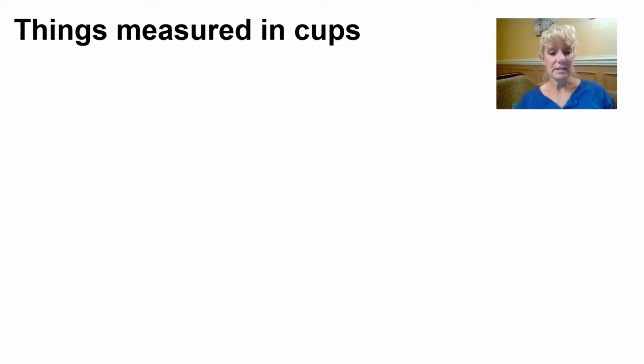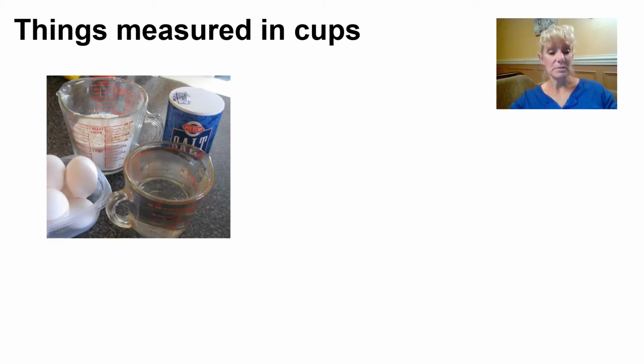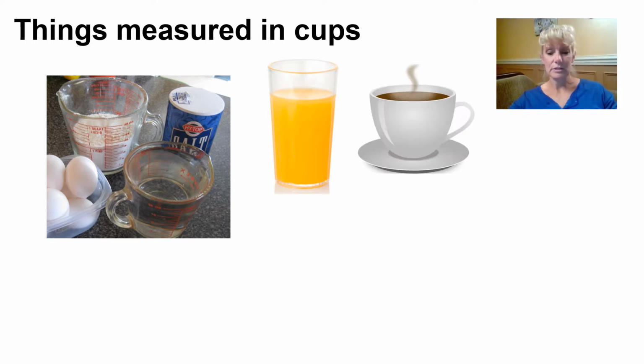We use capacity a lot when we're talking about our food and our drink and when we're in the kitchen baking. So, things that we might think of when we're measuring cups. One of them would just be some measuring cups. We might say it's 2 cups or 3 cups of sugar or flour or water or honey, something like that. Another thing would be the cups of things that we drink, like a cup of orange juice. That's our example here. We have a cup of coffee. This is also measured in cups.